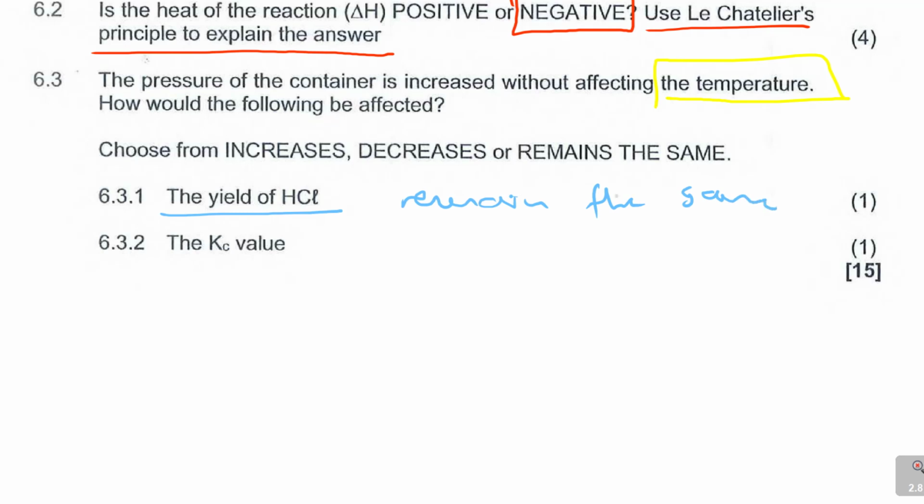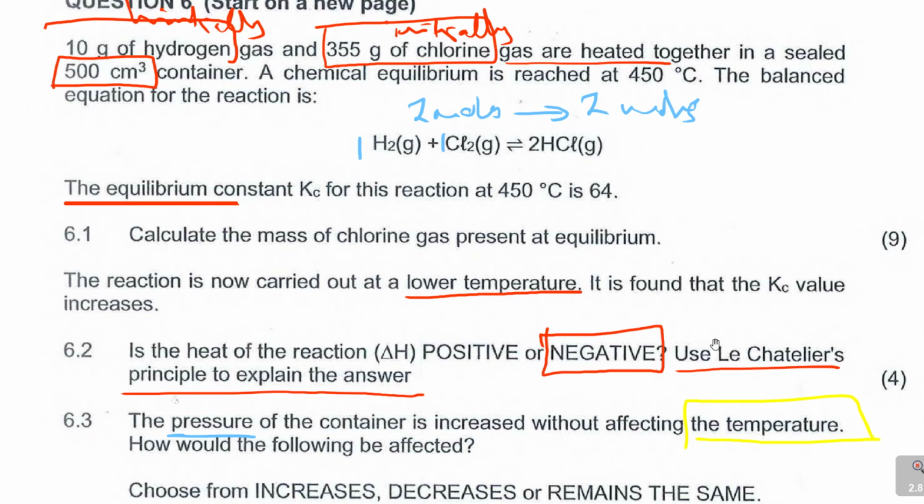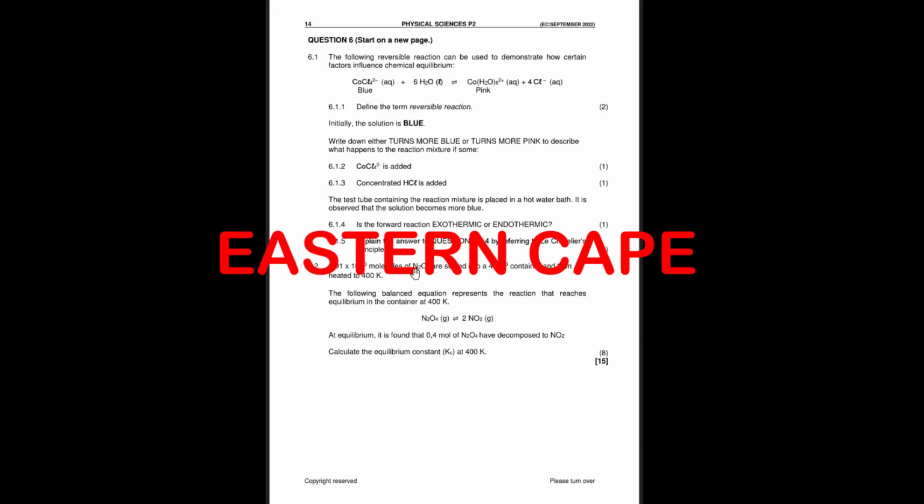Why? Because even if you increase the pressure, the moles on the left-hand side equal the moles on the right-hand side, so nothing happens. The value of Kc again remains the same. Kc is only affected by temperature, not other reaction conditions. Temperature is the only one that affects Kc. Are you with me, guys? So that is that. Now, what do you think? Can I go on to this one?